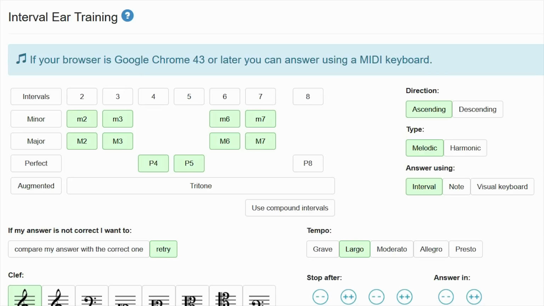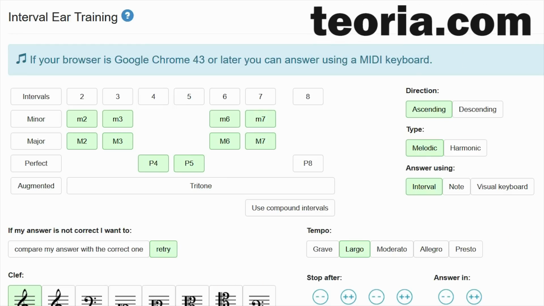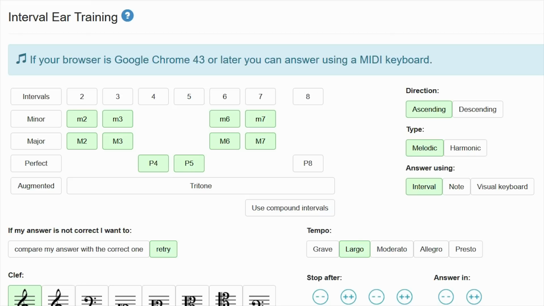If you have music lessons, you can always practice intervals with your teacher. But if you want to practice daily at home, I suggest a website like Teoria, which I have loaded up here. So even 5 to 10 minutes a day can make a really, really huge difference in how well you're able to identify them.